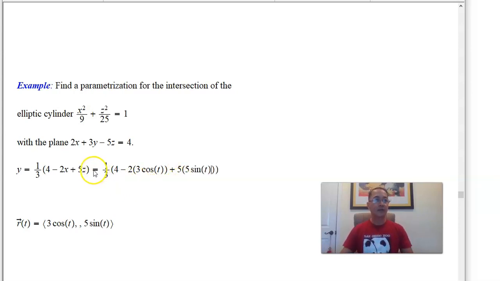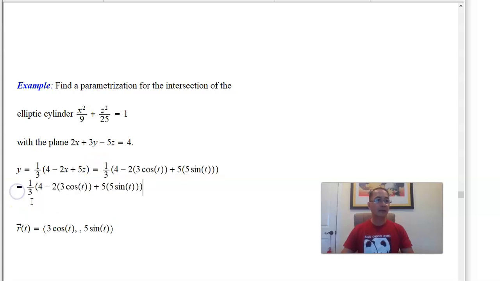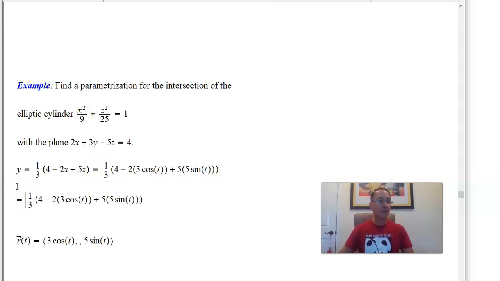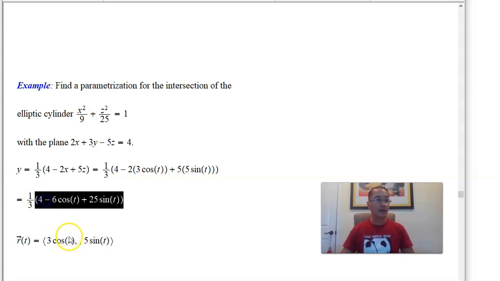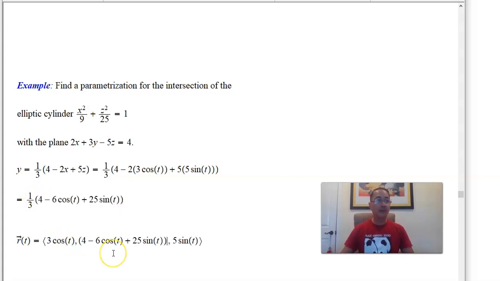Okay, there we go. Of course, we can simplify that into 4 minus 6 cosine t plus 25 sine t. So there we go. We now have our y coordinate, which we can copy over here. Don't forget to divide by 3. All right, so let's go back to GeoGebra and see if this curve matches that ellipse.